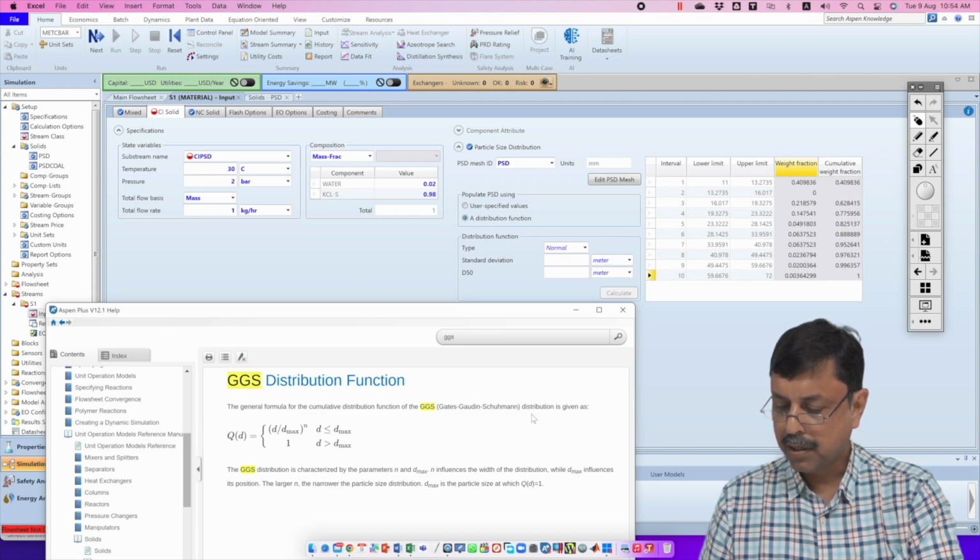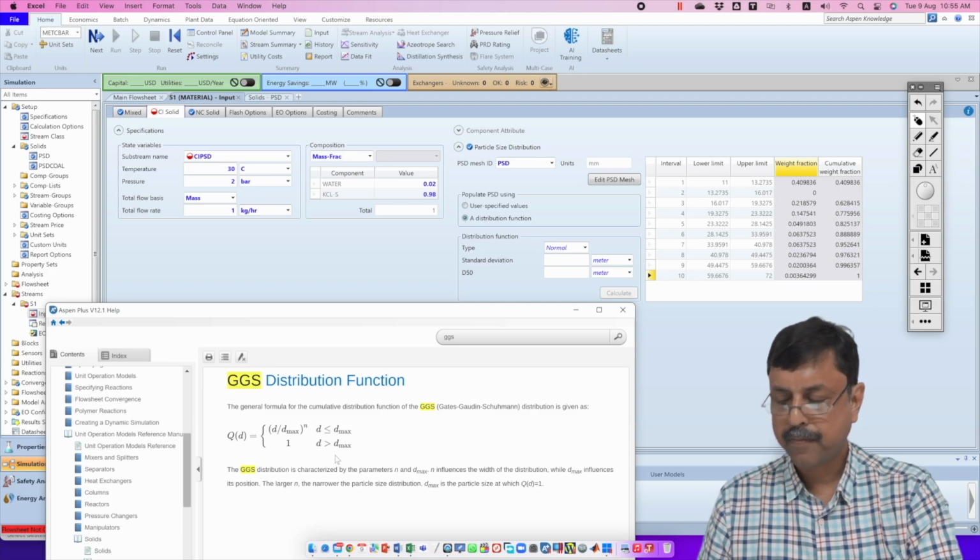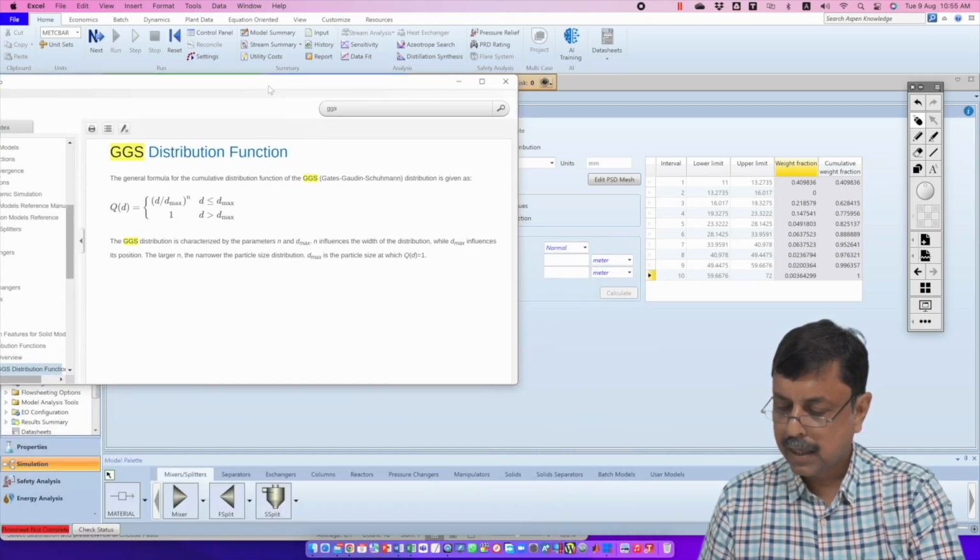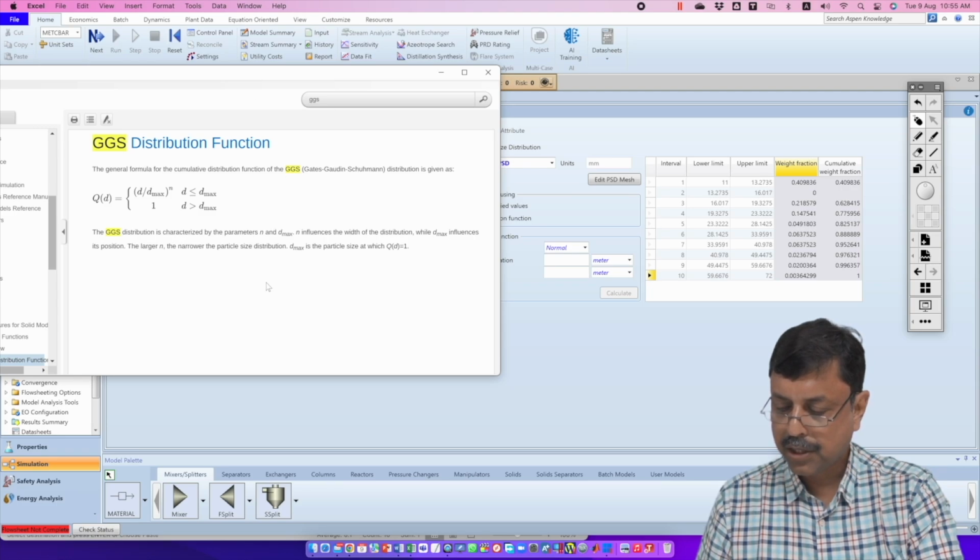This is the Gates-Gaudin-Schuhmann distribution, and the cumulative distribution function is given as d by d max to the power n for d less than d max, and it is 1 when d is greater than d max. Okay, that's how the GGS distribution function is given. Now in this case, you have two parameters. One is n and another is d max, that you have to specify.